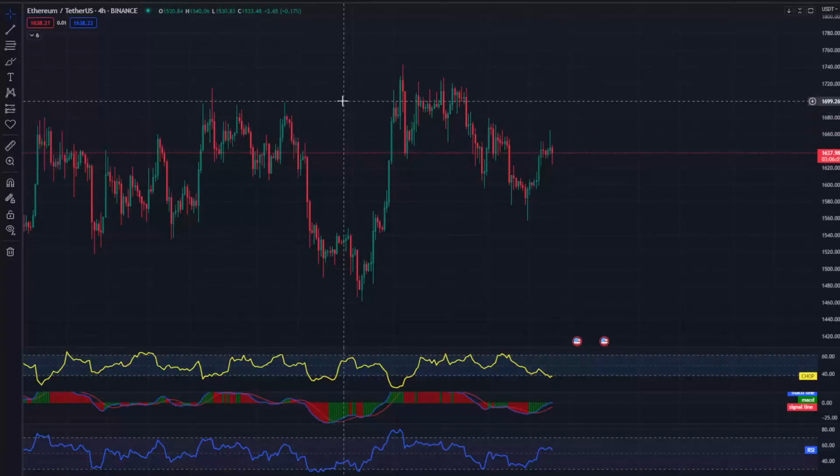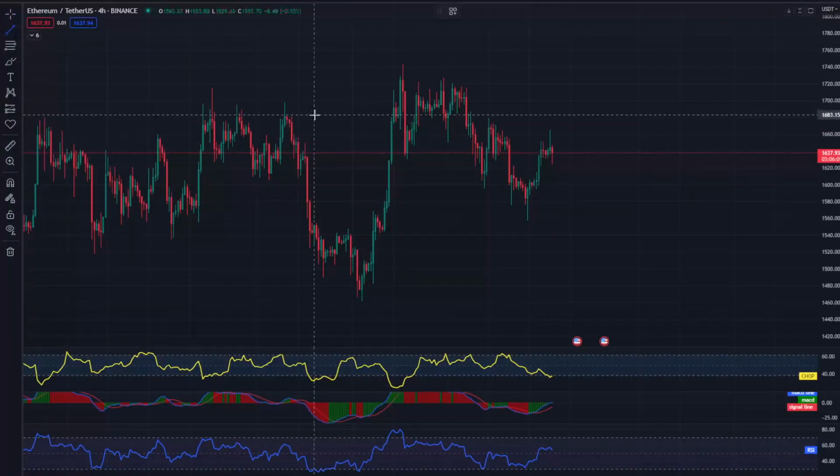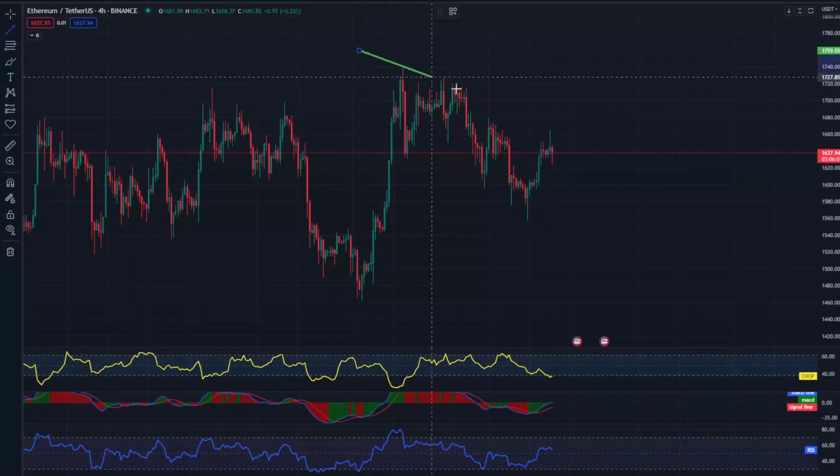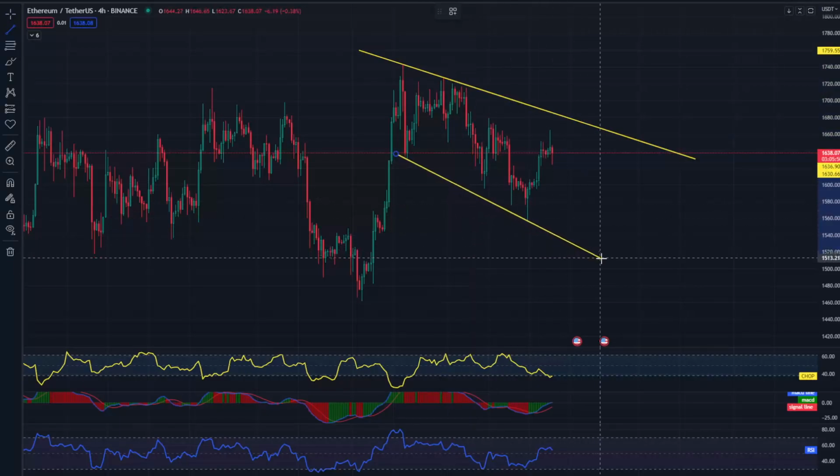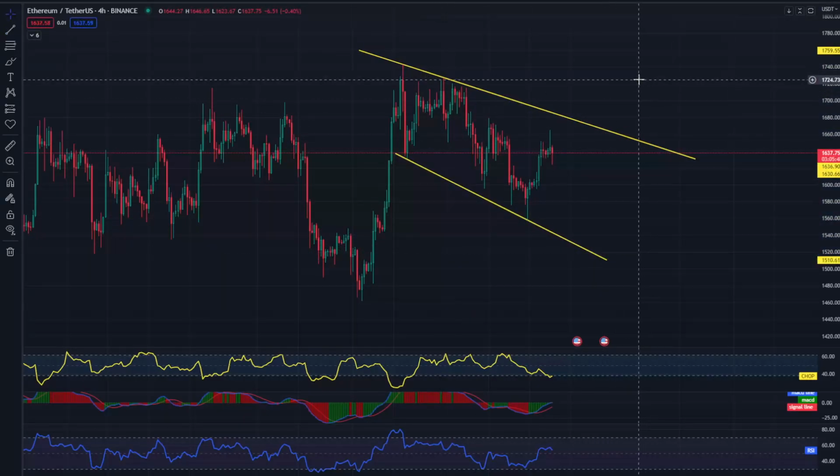As a second chart in today's review, we will check ETH to USDT, also for 4 hours. First of all, with the help of yellow lines, we can mark the descending trend channel in which the price is currently moving.